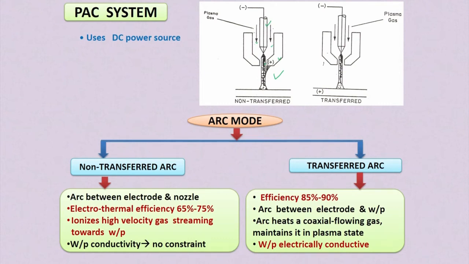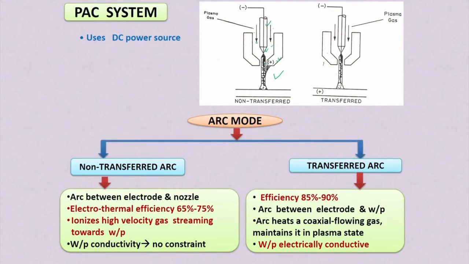So this is the non-transfer arc between the electrode and the nozzle. The arc is generated between this electrode and this nozzle. Here the electrode is the cathode and the nozzle is connected to the anode. The electrothermal efficiency of this kind of non-transfer arc is 65 to 70%, so it has a much lower efficiency than the transfer mode.